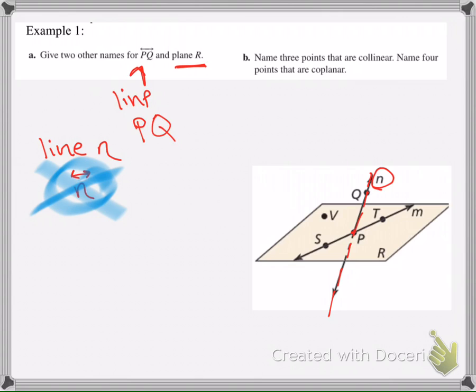Okay, we want 2 other names. Let's give another name for that line. Well, we went P to Q. I could go the other way around, Q to P. So I could call it line QP. Since I'm using points, I can use the line above it for the symbol. It's line QP. So now we want 2 other names for plane R. Well, plane R is made out of, well, there's my R right there.